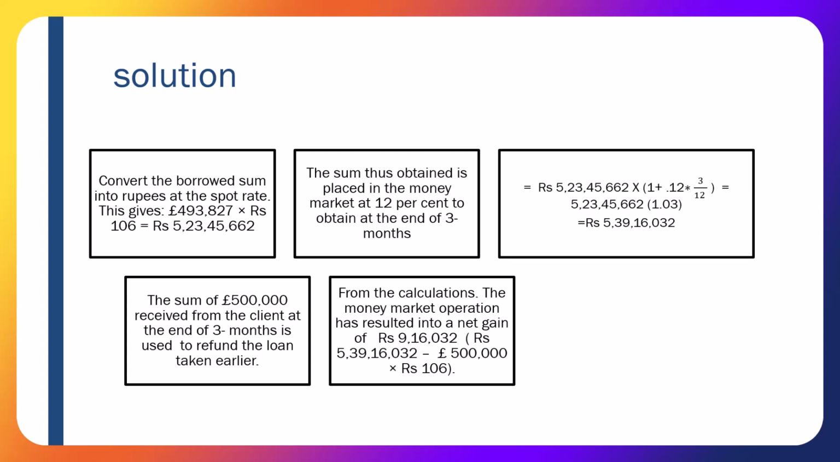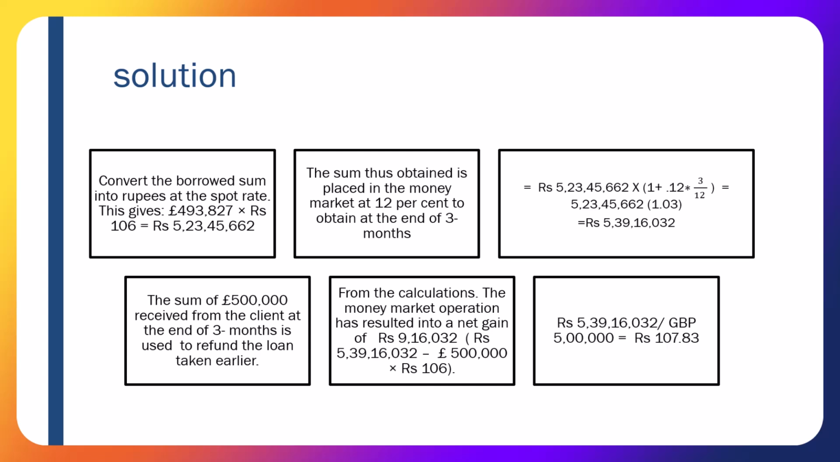you are going to automatically gain. How much you have gained? At the 9,16,000. The calculation is this minus the 5 lakh pound multiplied by 106. Okay. So if you take this amount and divide by your pound receivables, you get a rate of 107.83. तो जब 106 रुपए पे रेट था और आपको पैसा मिल रहा है 107 रुपए 83 पैसे में। Is that okay? Fine. That means you are getting the effective rate, the forward rate for 3 months is 107.83.